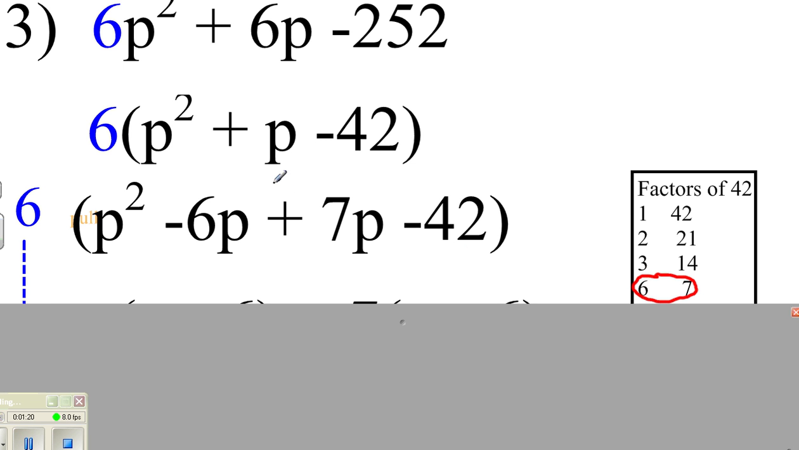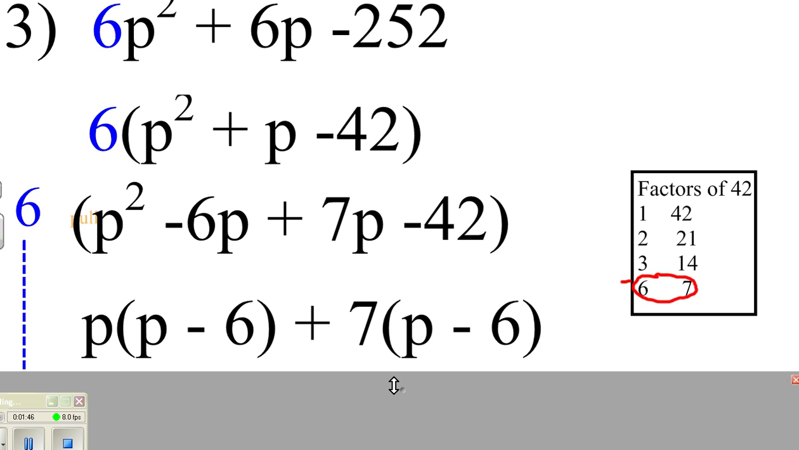We need a positive 1. Well, that means the 6 has to be the one that's negative. So we write negative 6p plus 7p, and that will give us a total of 1p, like this. And their product, 6 times 7, is 42 with the negative.